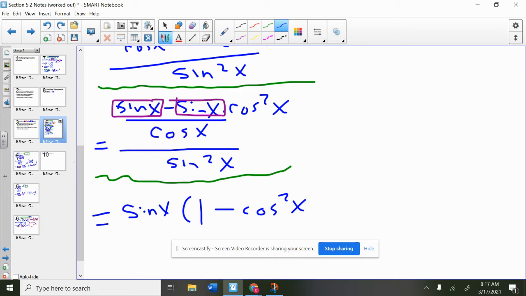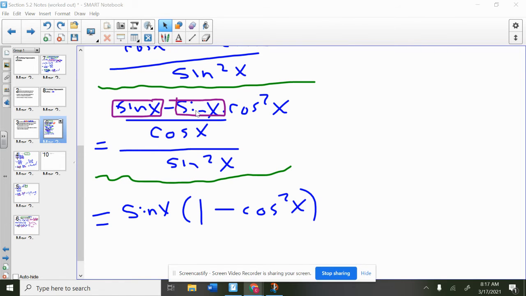So it looks like that. And again, you can double check that. Sine times 1 is sine. Sine times a negative cosine squared is that. So we've kind of had those conversations before.